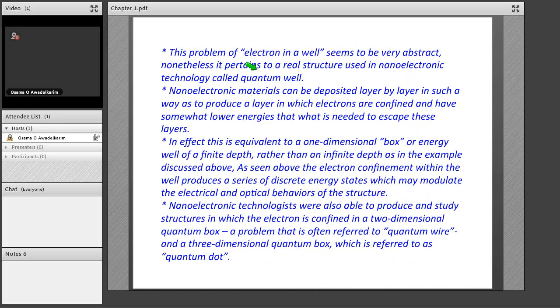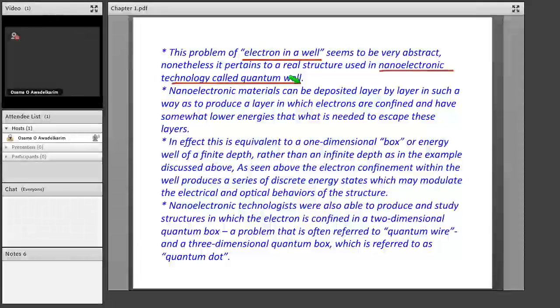So this problem is a very famous problem. It's electron in a well. And it seems to be very abstract, the way I'm describing it here. But it has a lot of meaning. And it's actually used in nanoelectronic technology. And it's the technology that is based on the quantum well problem. So nanoelectronic materials can be deposited layer by layer in such a way as to produce a layer in which electrons are confined and have somewhat lower energies. That would be what is needed to escape these layers.